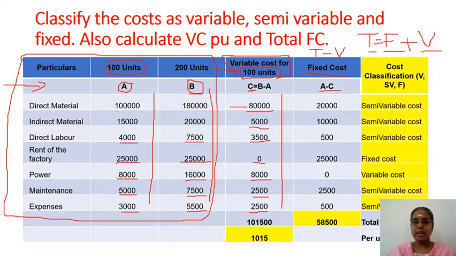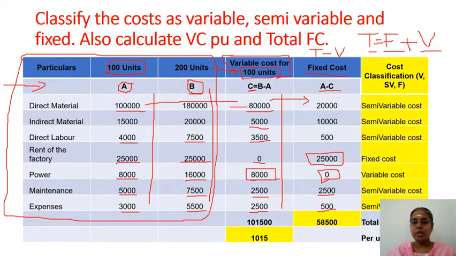So 1 lakh minus 80,000, you get 20,000. Then again 15,000 minus 5,000, you get 10,000. 4,000 minus 3,500, you get 500. Here 25,000 minus 0, it is totally fixed cost. Next, 8,000 minus 8,000 is 0. So the total cost is only variable cost for the power. Maintenance, 5,000 minus 2,500 is 2,500. Expenses, 3,000 minus 2,500 is 500.